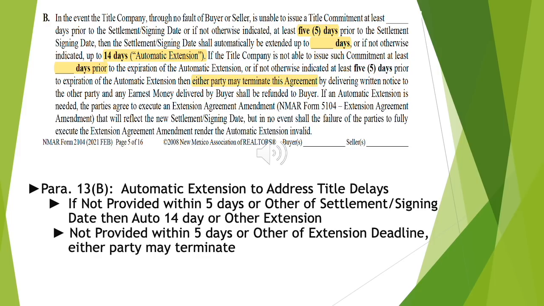Paragraph 13B is still our title paragraph, and it's a whole new concept that we're introducing. So whenever I talk about the contract, I know that we often want to blame third parties, third entities that we need to rely upon to get these deals done, when things don't happen. So we want to blame the lender, we want to blame the appraiser, we want to blame the inspectors.